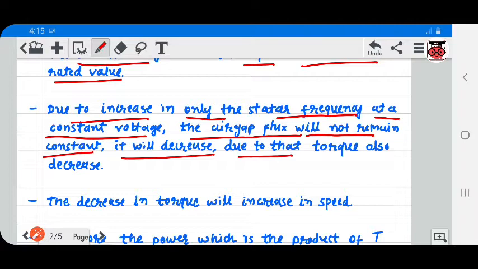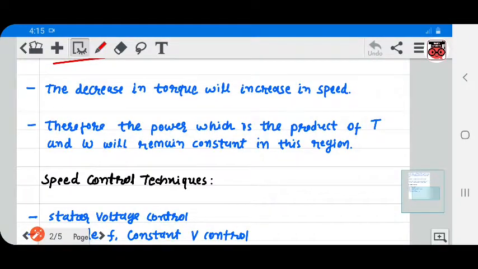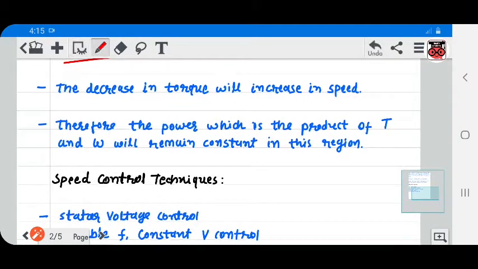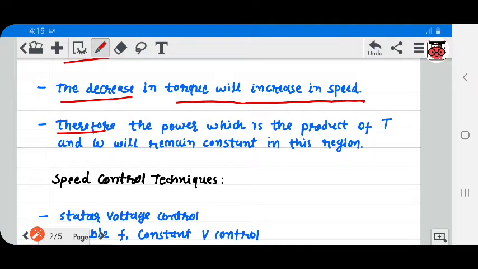Due to that, torque also decreases. The decrease in torque will be compensated by the increase in speed. Therefore, the power, which is the product of torque and omega, will remain constant in this region.